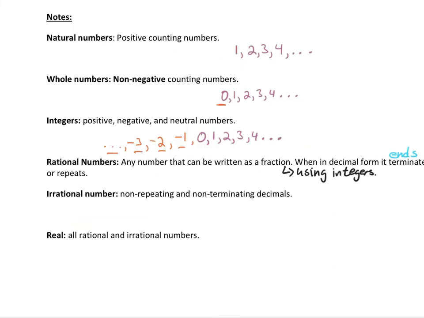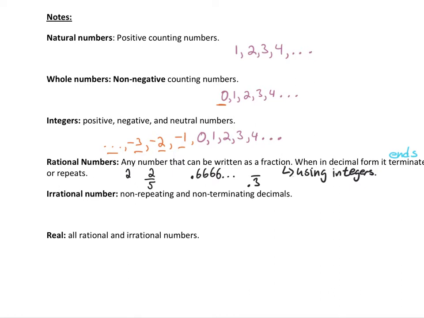Let's write a few examples here for this one. We could have 2/5, we could have 0.666. Sometimes you'll see it like this, sometimes you will see it like this, right? That line above means repeating. So all of these are rational numbers.